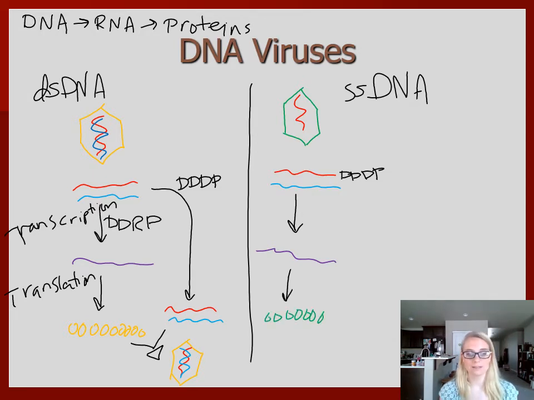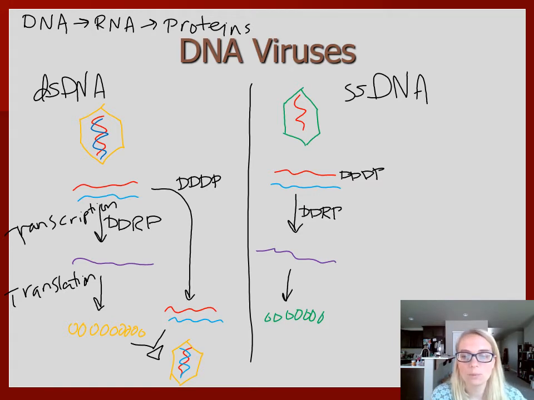Right? So all of that is the same process using our host DNA-dependent RNA polymerase for transcription. Here's our translation, we get our proteins. And now for replication, it's a little bit trickier because we don't want to put in double-stranded DNA. That's not what we started with.